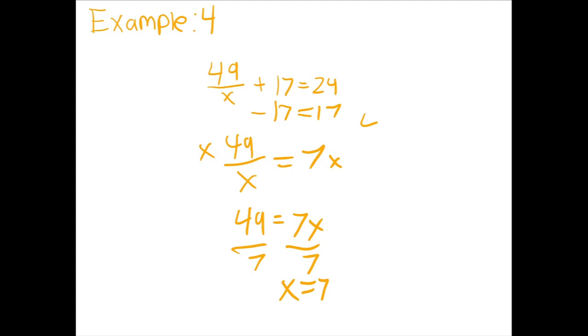We're going to check our work by going 49 divided by 7 plus 17 equals 24. Well, I know that 7 times 7 is 49, so 49 divided by 7 is 7, plus 17 equals 24. And 7 plus 17 is 24. That means x equals 7 was our correct answer.